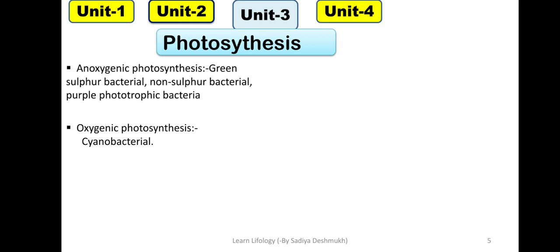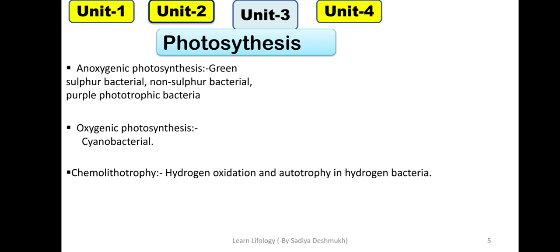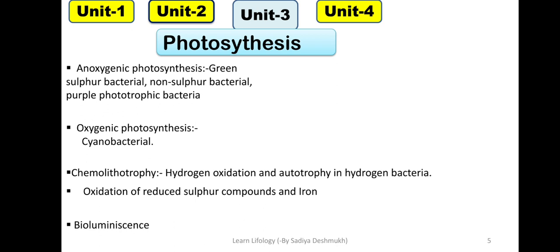Then oxygenic photosynthesis, there will be only cyanobacteria. Among the microorganisms, only cyanobacteria show oxygenic photosynthesis. Then chemolithotrophy. In that chemolithotrophy, there is hydrogen oxidation and autotrophy in hydrogen bacteria, and oxidation of reduced sulfur compounds and iron. And at last, the very short point, that is bioluminescence.